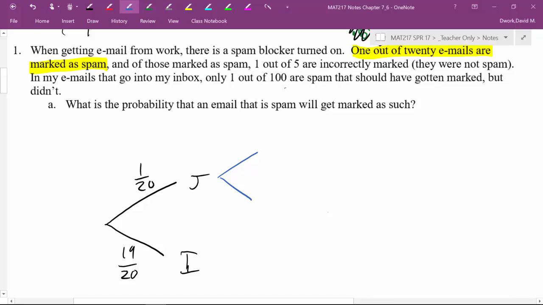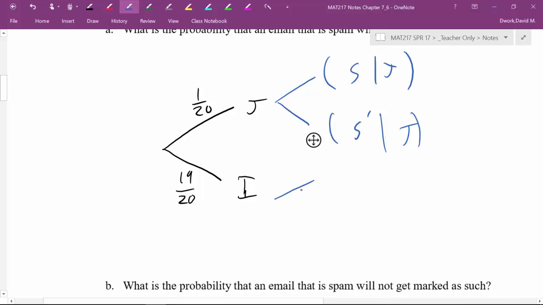And of those marked as spam, so the ones that go to my junk box, 1 out of 5 are incorrect. So what are we saying here? How do we want to label this so it doesn't get confusing? I will caution you not to use the concept of correct or incorrect. So why don't we just use whether it's spam or it's not spam? Because correct and incorrect takes on different meanings depending on what box it's in, and that gets very confusing. So we'll go with this way. So therefore, spam and not spam. Now you'll notice here, I will have spam in my junk box or not spam in my junk box.